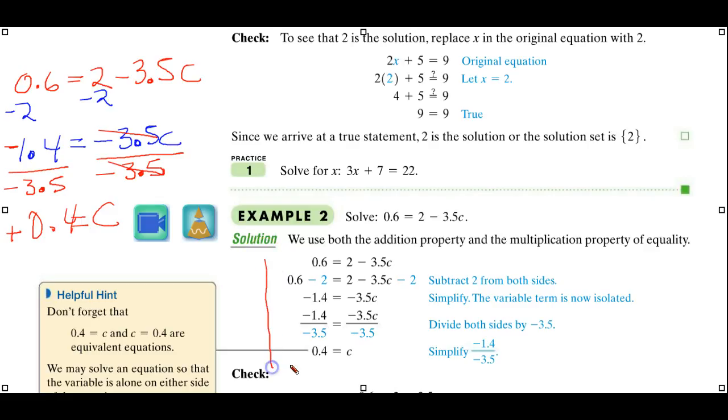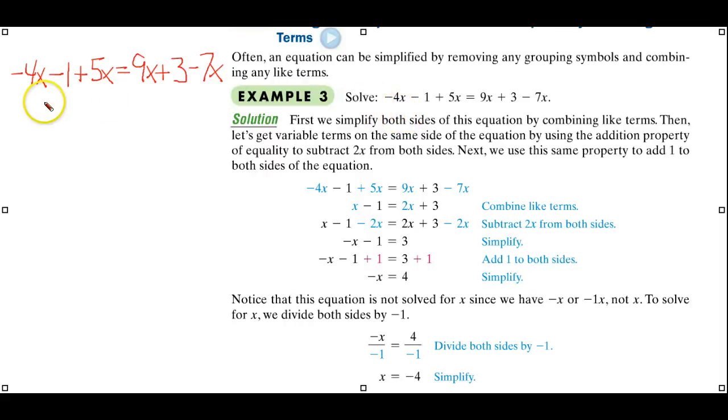And in your textbook they have it worked out nicely here. And they tell what they're doing to both sides in the solution. Very useful. Now in example 3, they're starting to get a little more challenging. But again, we're going to collect like terms. So on this side we have a negative 4x and a 5x, which just leaves me with an x minus 1. And on this side we have a 9x minus 7x, will leave me with a 2x plus 3.